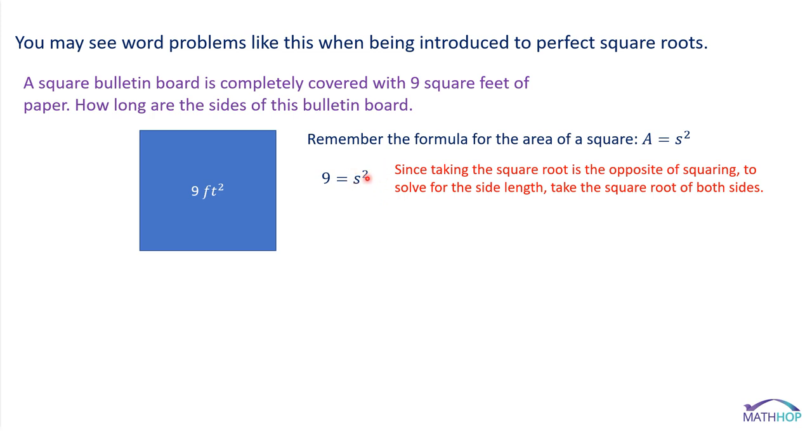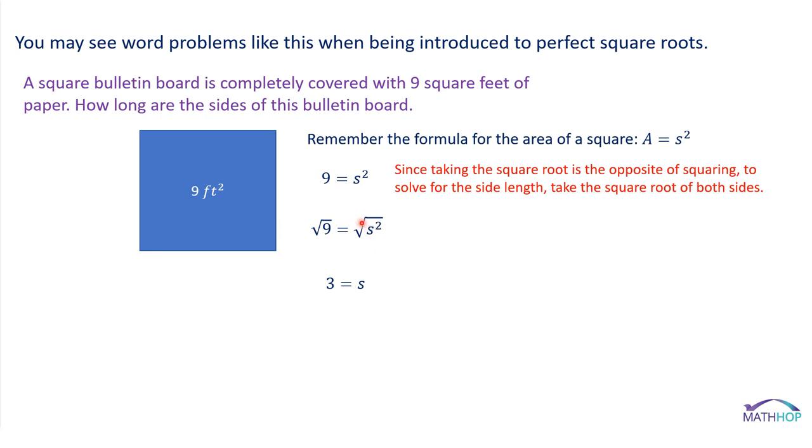It's being squared. So I have to square root both sides. So I'm going to take the square root of both sides. Square root of 9 is 3, and bear with me there. And the square root of s squared is s. Notice that squaring and square rooting are opposites.